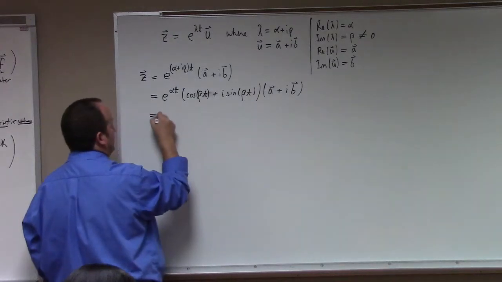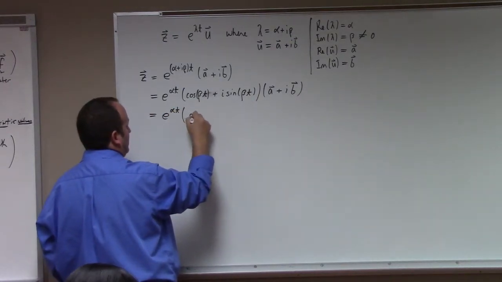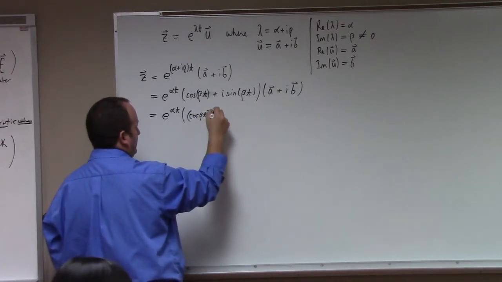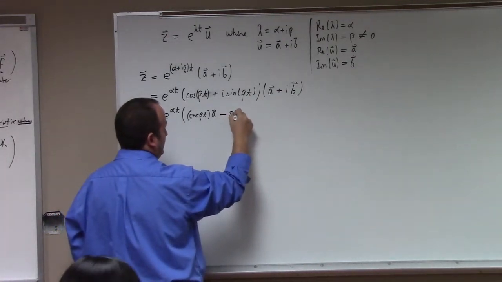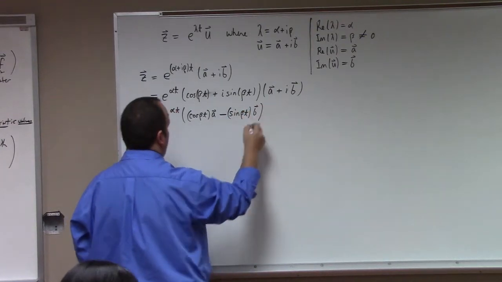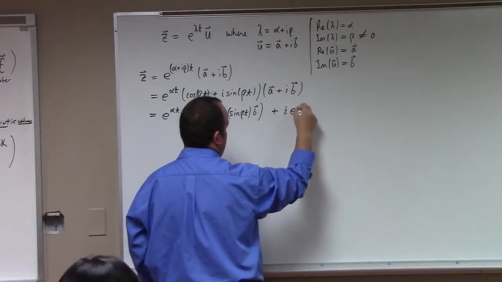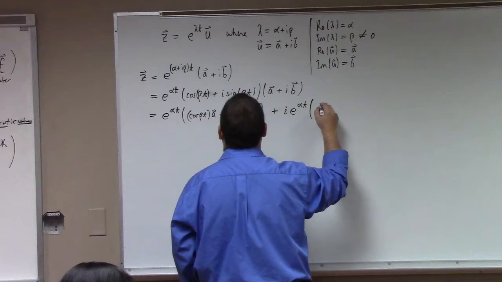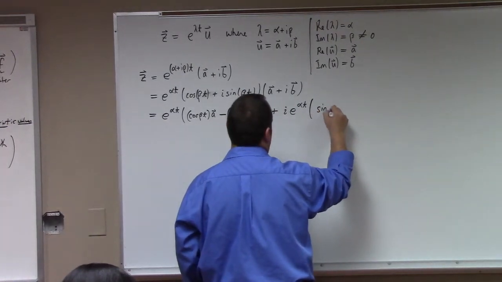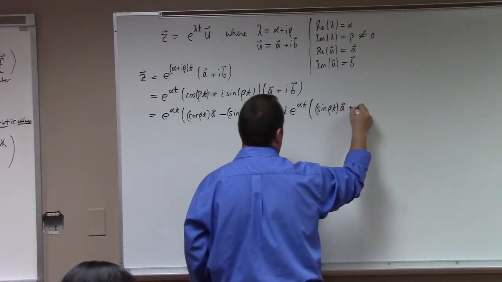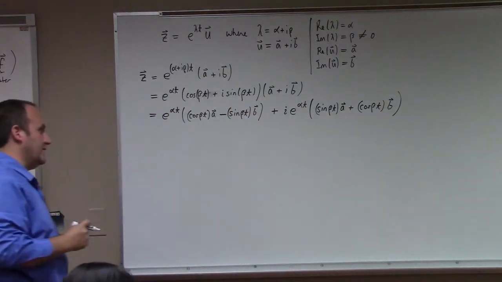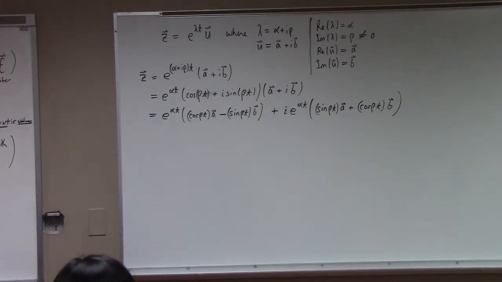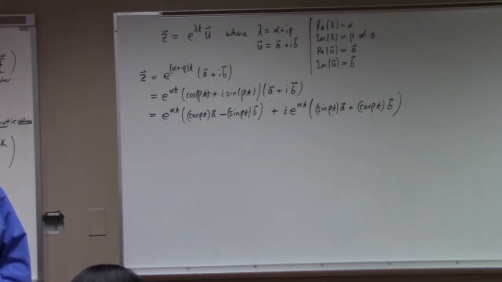So multiply that out. We've got e to the alpha t cosine beta t times the a vector. And see, i times i is what? It's i squared, which is minus 1. So I get minus the sine of beta t times the b vector, plus i e to the alpha t, then I've got myself a sine beta t times the A vector plus a cosine beta t times the B vector. The difference between the first set of parentheses and the second is that the minus in the first is coming from the fact that i squared is minus 1. Everywhere else, we just have products of positive things, which gives us positive.